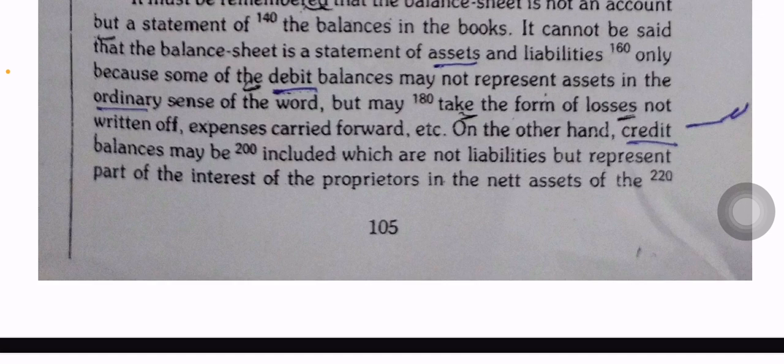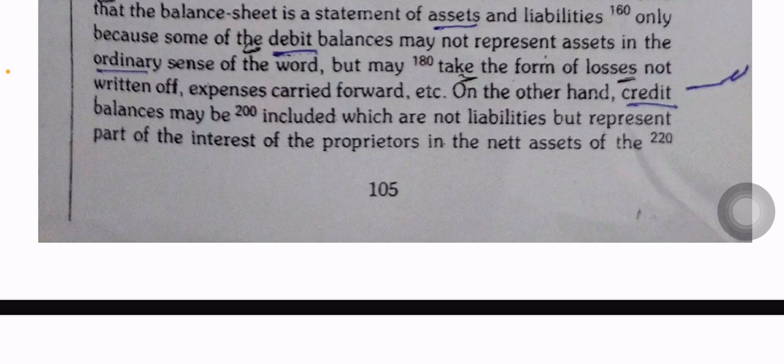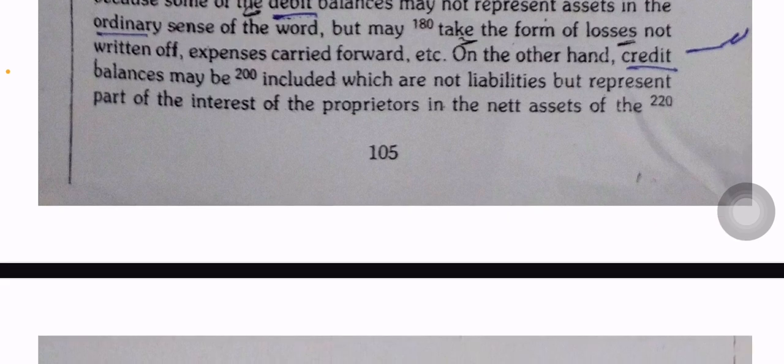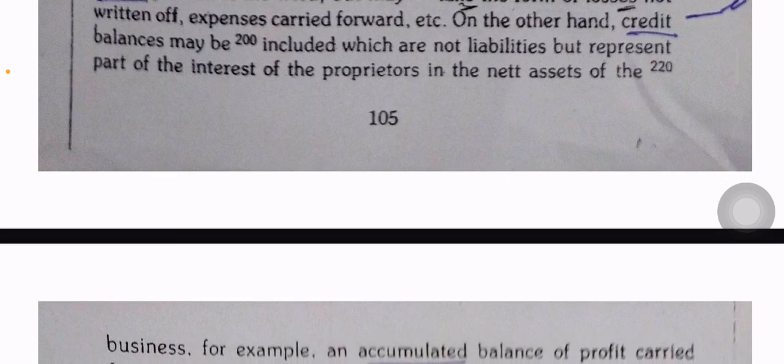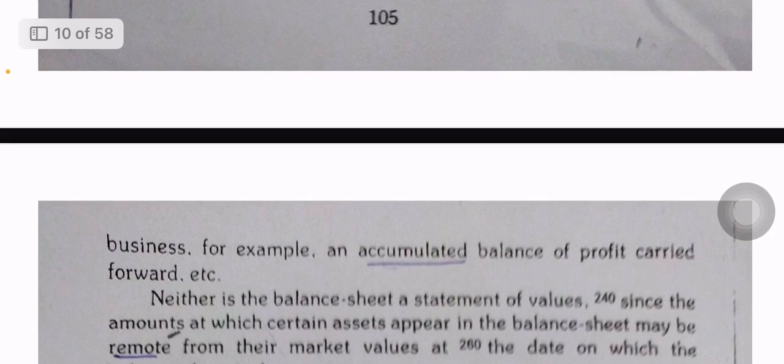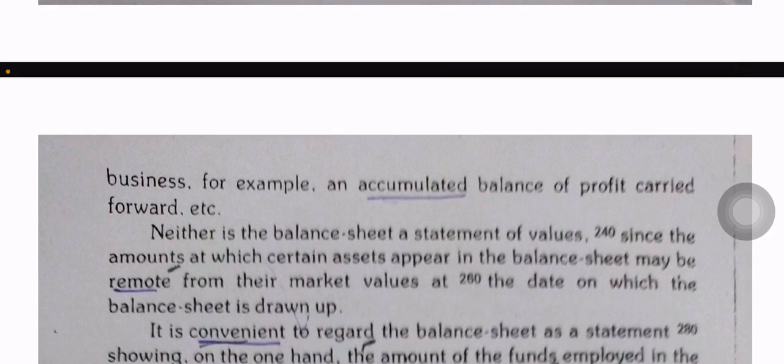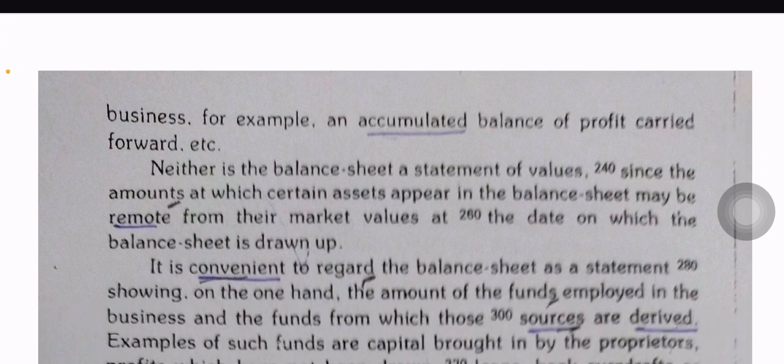some of the debit balances may not represent assets in the ordinary sense of the word but may take the form of losses not written off, expenses carried forward, etc. On the other hand, credit balances may be included which are not liabilities but represent part of the interest of the proprietors in the net assets of the business. For example, an accumulated balance of profit carried forward, etc.